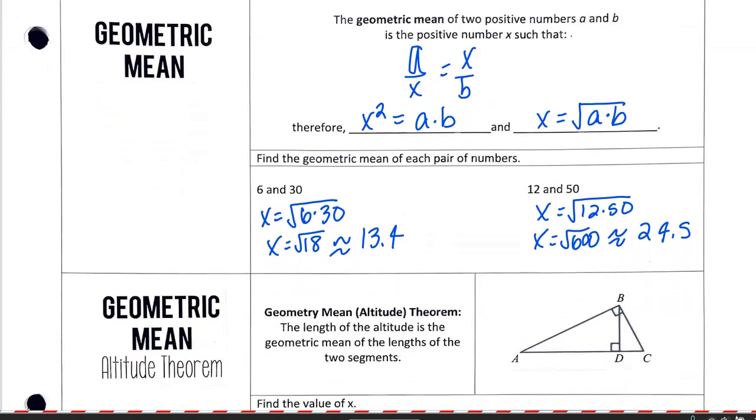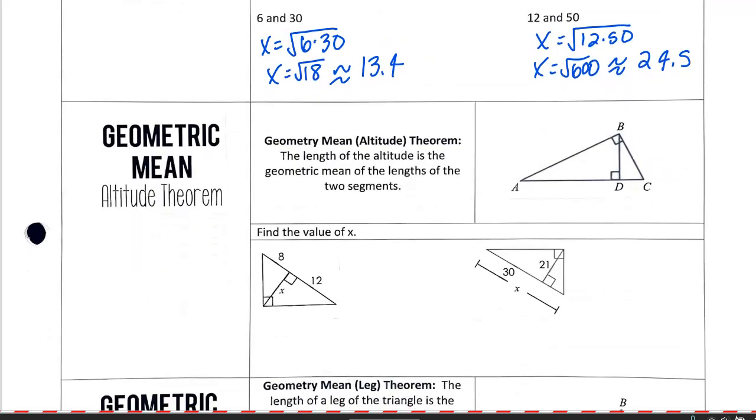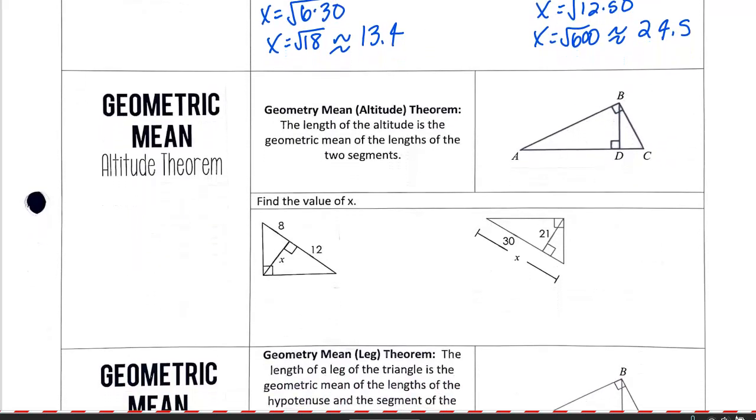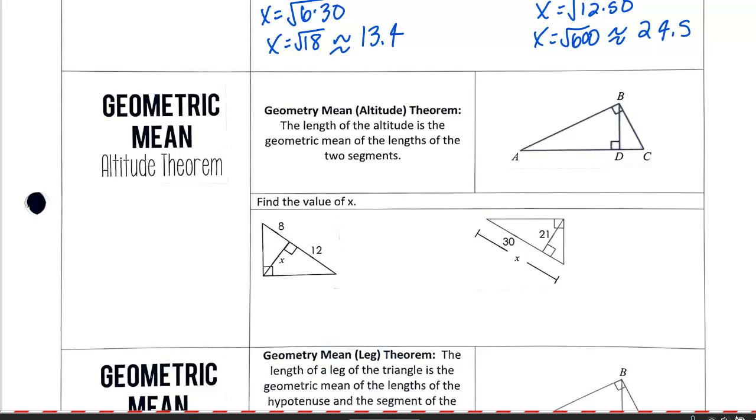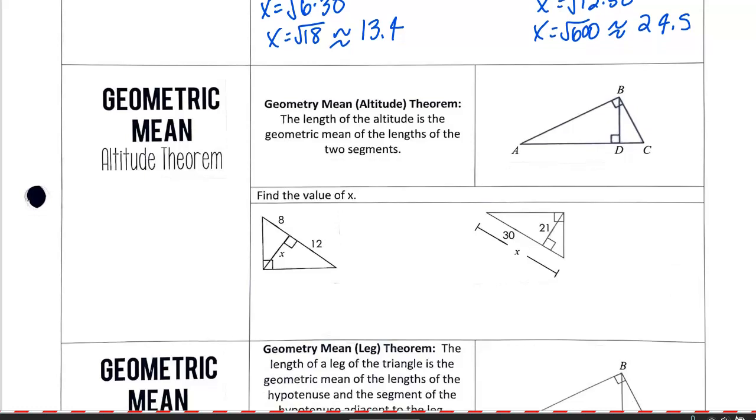All right, how are we going to use this? Well, of course, we are going to use this with two theorems for this section. The first one is our geometric mean altitude theorem. And so you'll see our altitude here is BD, and what this theorem states is that the length of that altitude BD is the geometric mean of the lengths of the two segments.